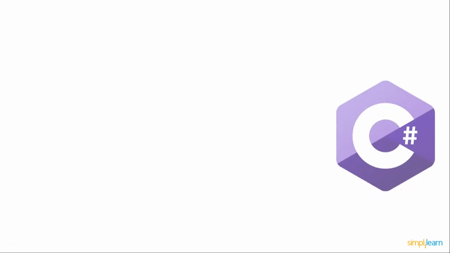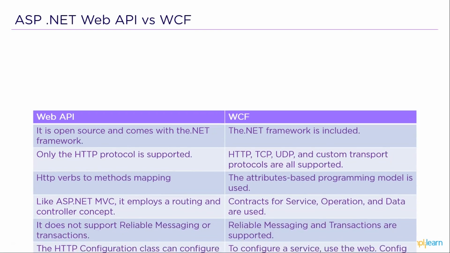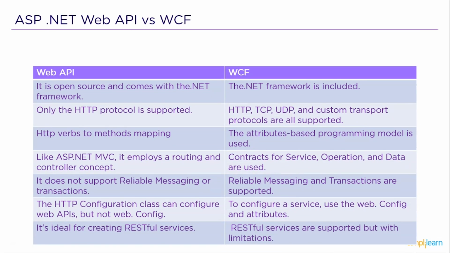Following that, we will look at the differences between ASP.NET Web API and WCF, which stands for Windows Communication Foundation. The Windows Communication Foundation (WCF), formerly Indigo, is a free and open source runtime and set of APIs in .NET Framework for developing connected service-oriented applications.